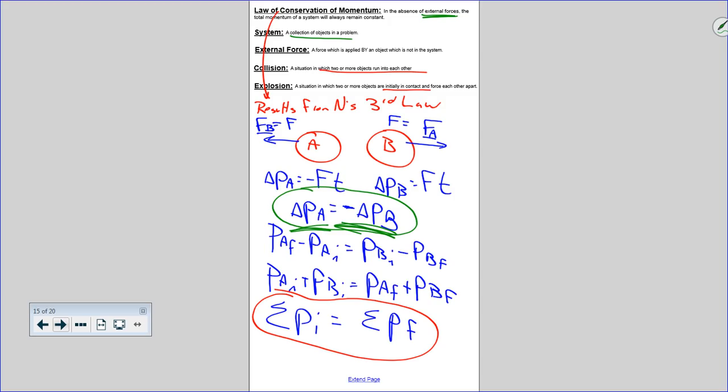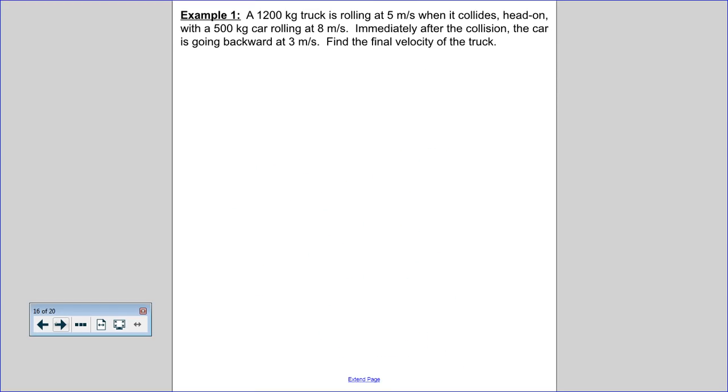Okay? So that's a whole bunch of algebra. Most of our problem solving is going to stem from this right here. Okay? So let's do a problem. All right? So here we go. Example number 1. A 1,200 kilogram truck is rolling at 5 meters a second, and so on. You can read it. Okay, so make a drawing.